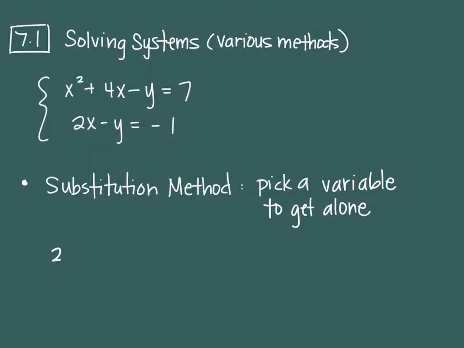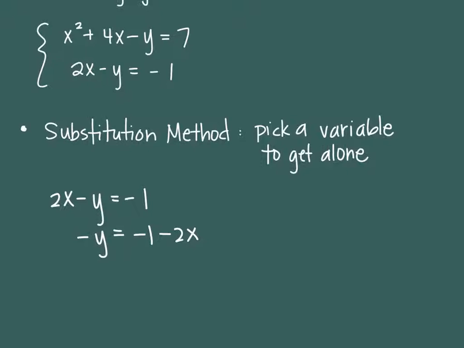So we'll take 2x minus y equals -1. And what would you do to get that y by itself? You'd subtract 2x, okay? So that would give me -y equals -1 minus 2x, but y is still not alone. So then what? Divide by -1, all right? So everything would get divided by -1, so y would become positive, 1 is positive, and 2x is positive.